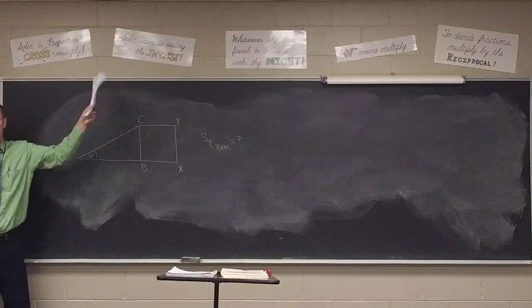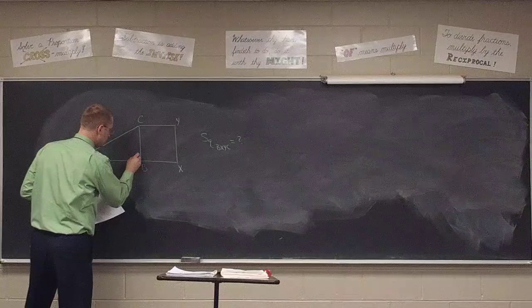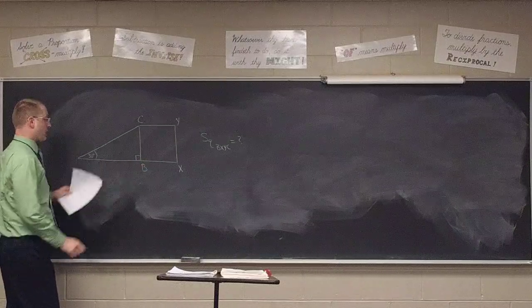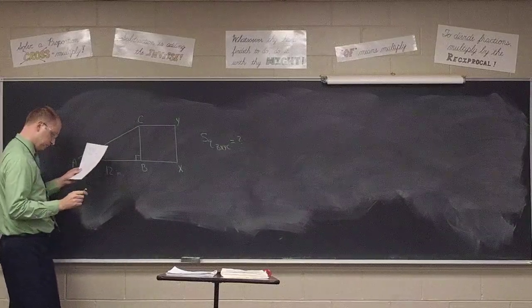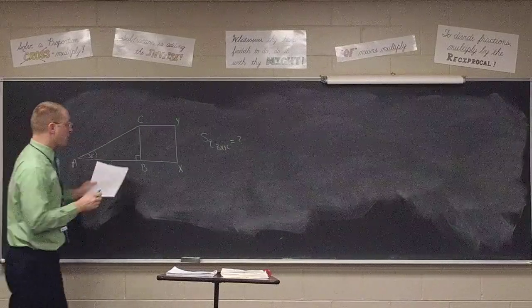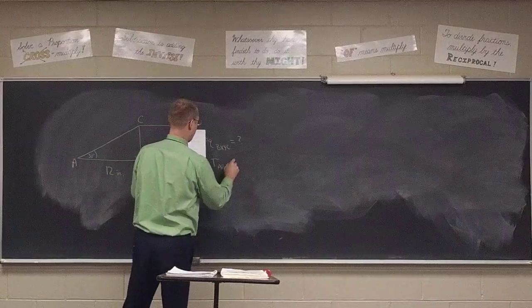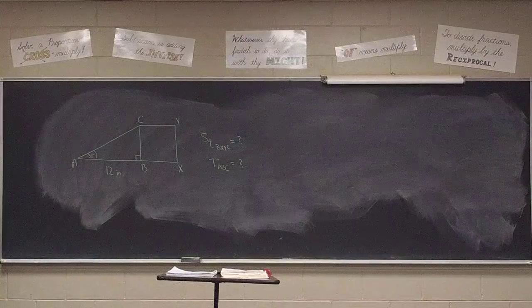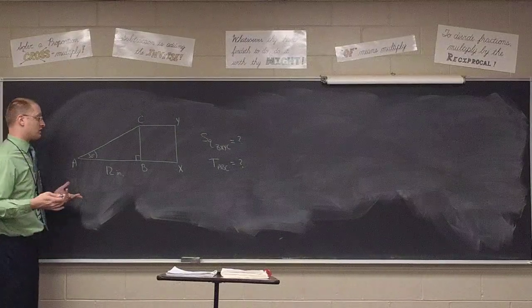Class, what should we be thinking? 30, 60, 90. And I'm told that AB is 12 inches. I not only want to know the area of the square, I also want to know the area of the triangle. Well, if it's a 30, 60, 90, I should be able to represent its three sides.